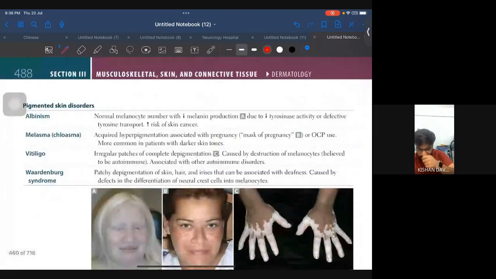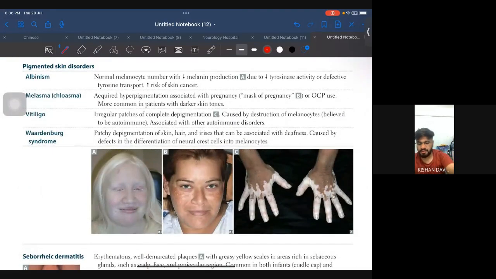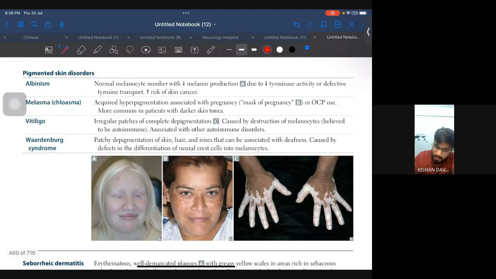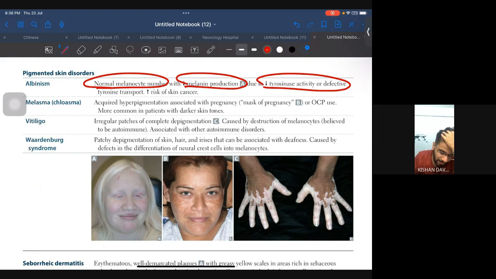Okay, moving ahead, we have pigmented skin disorders. The first type of disorders that we'll be discussing is pigmented skin disorders. All of them are important. Let's just see. Normal melanocyte number with decrease in melanin production due to decrease in tyrosinase activity or defective tyrosine transport, increased risk of skin cancer. Now see one more thing. Similar to the musculoskeletal, here you have to pick out at least one or two points and you are good to go for a diagnosis.